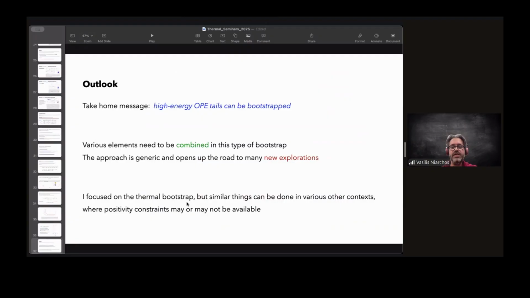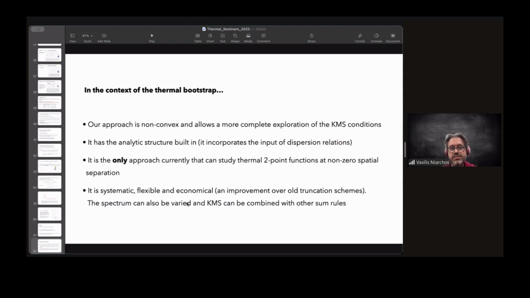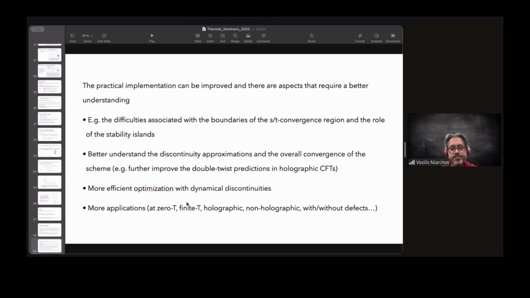The take-home message here is that high-energy OPE tails can be bootstrapped. Various elements need to be combined in this type of bootstrap, but I hope I have convinced you that this opens the road to many new explorations. And there are many more applications to try at zero temperature, finite temperature, holographic, non-holographic, with or without defects, all sorts of different things one can try.